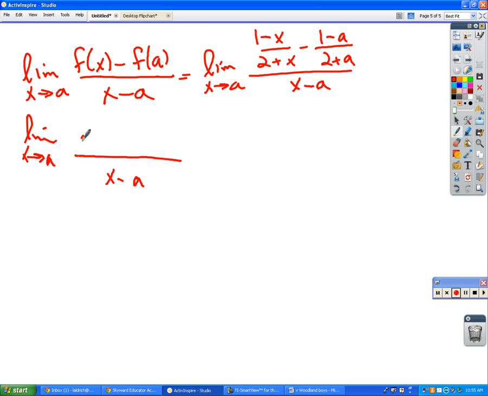And what is my common denominator going to be? 2 plus x times 2 plus a. Okay? So since I multiplied this 2 plus x by 2 plus a, I have to multiply the top by the same thing.